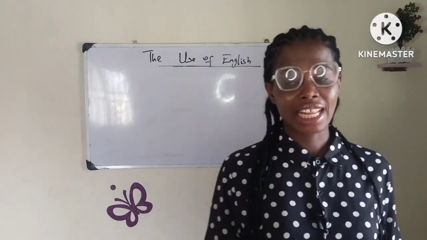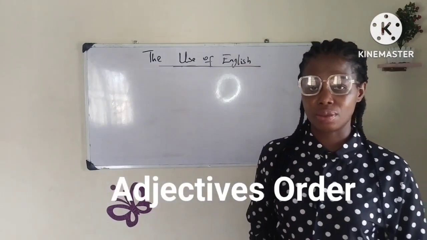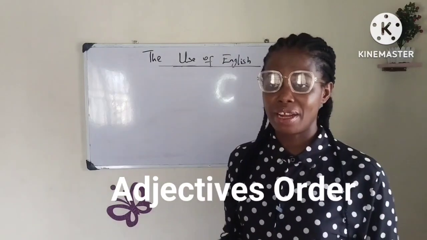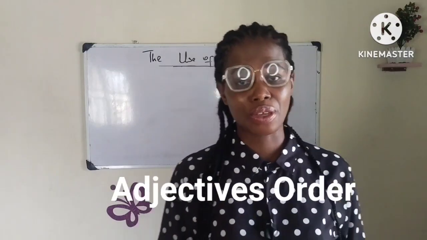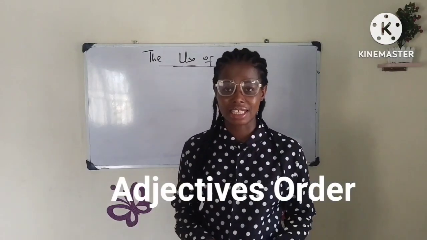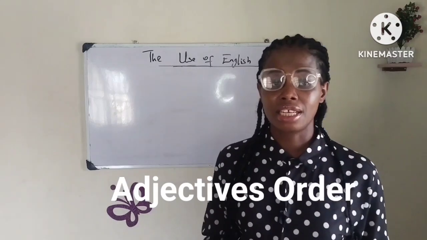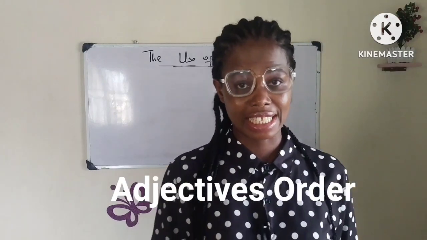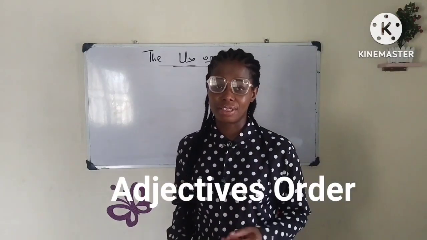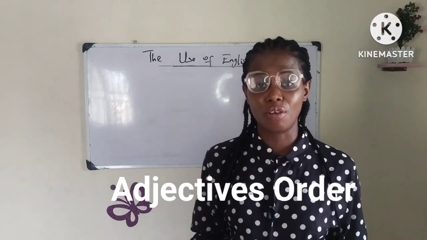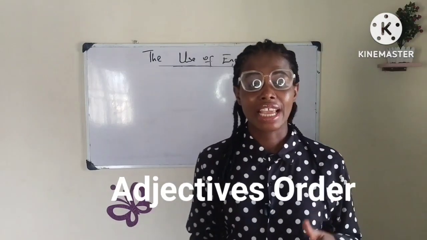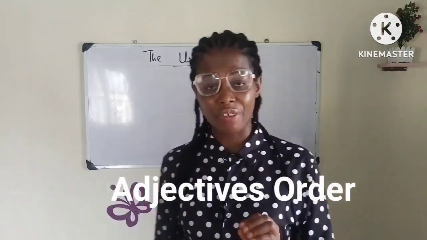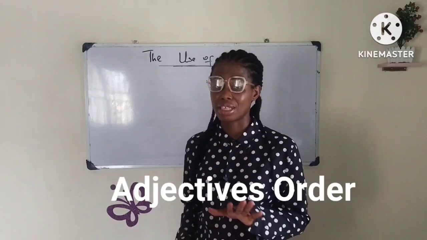Today we're going to learn adjectives order. We're going to start our lessons with adjectives order. We're going to learn how to arrange adjectives properly in a sentence. When you have more than one adjective in a sentence, how are you going to arrange such adjectives properly in a sentence? Okay, so when you talk about adjectives order, it is a pattern of arranging multiple adjectives in a sentence. Now there's a pattern for arranging adjectives for it to be considered correct.